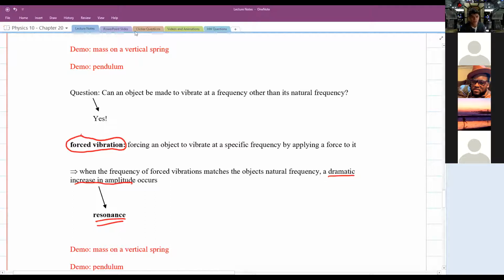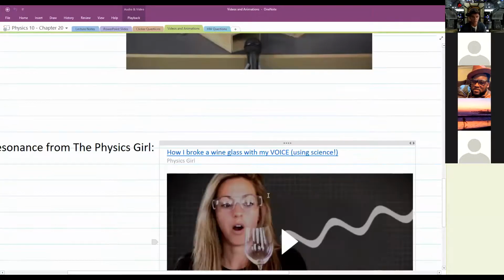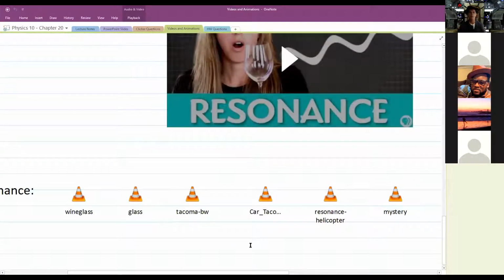So if you've ever seen a picture of somebody breaking a wine glass, so let me open this up. Excuse me. Why can't I... let's... In 1940. Oh man, none of these are opening.